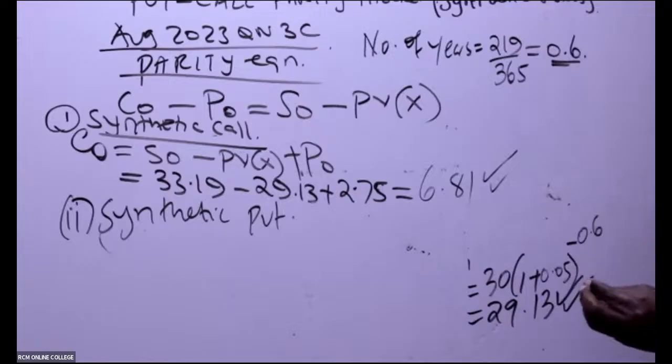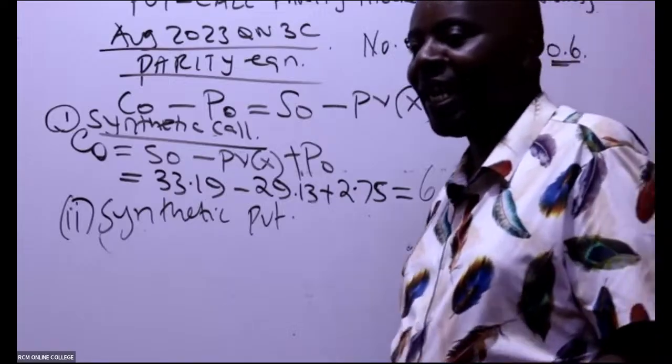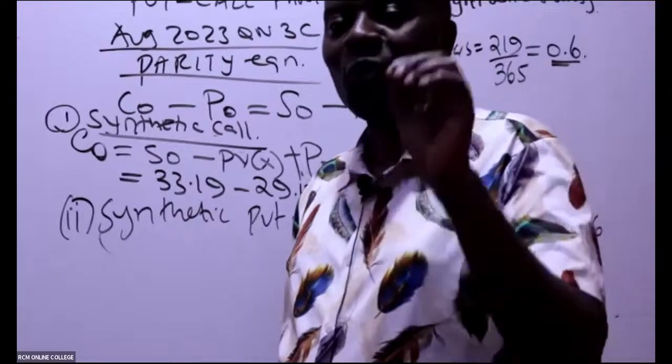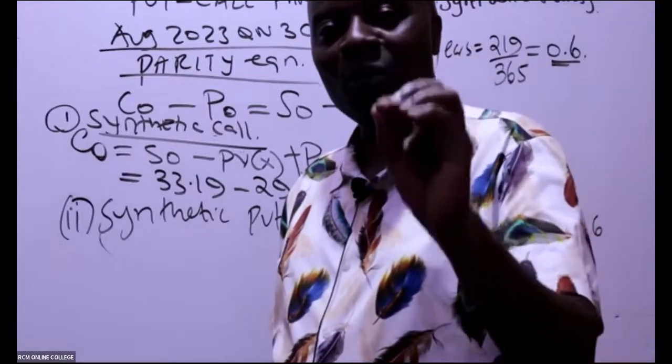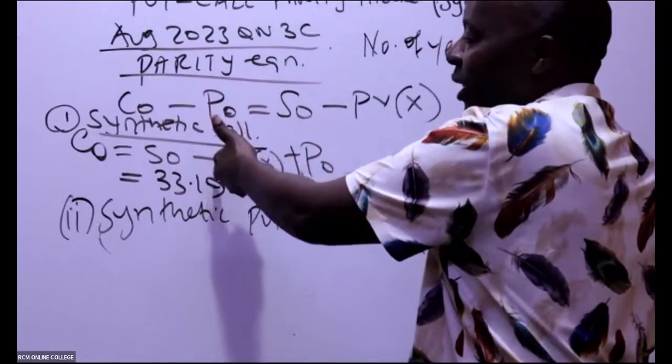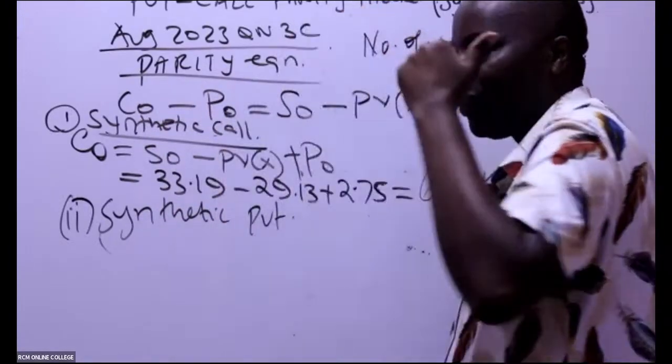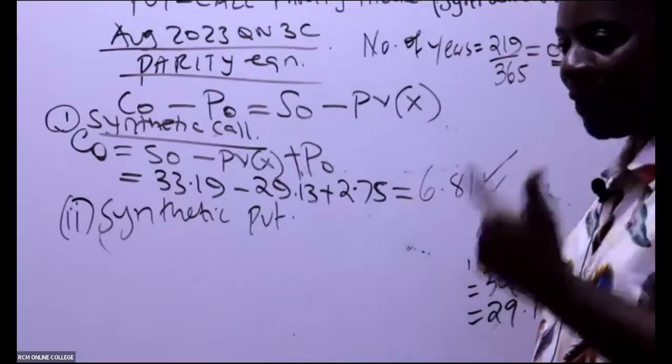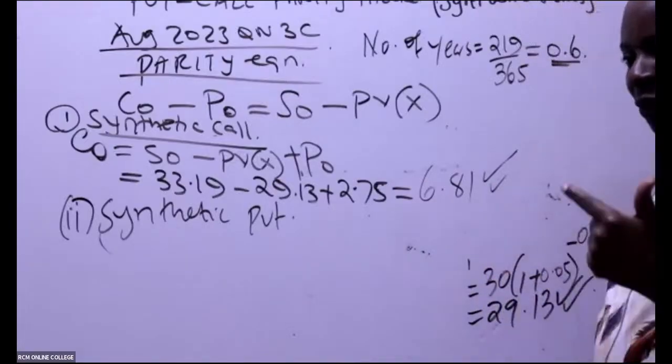So whenever you want to get a synthetic asset, you must always go back to the call-put parity equation. You must go back to this. And then now you make which one the subject? You make PO the subject of the formula. Is there somebody who was able to make PO the subject of the formula now?